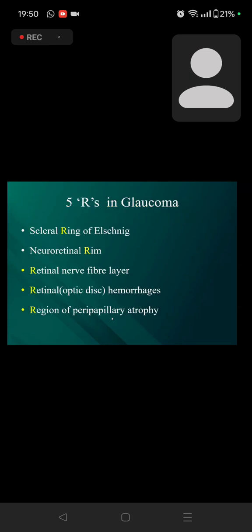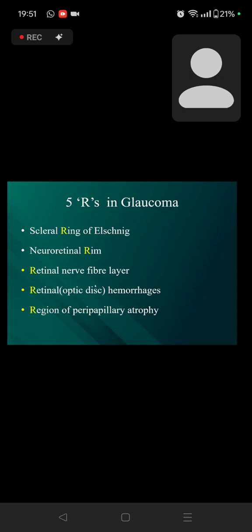So, with this, when you see a disc in a patient of glaucoma, always remember these 5 R's. So the first one is the ring of Elschnig. With this, you are going to find out the optic disc asymmetry in size, shape, and CD ratio.